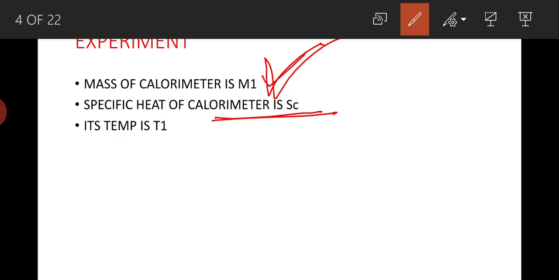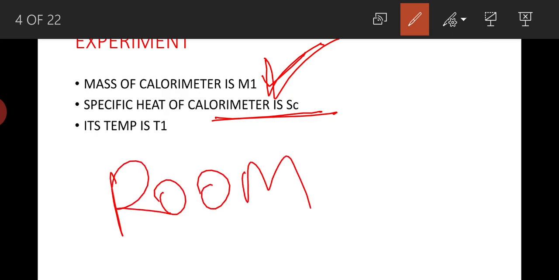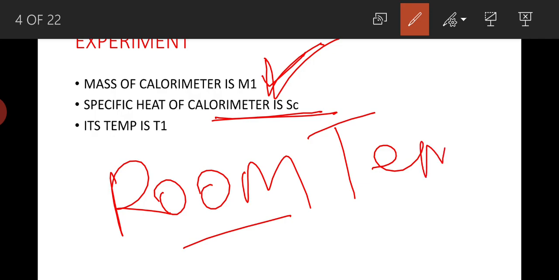And initially the calorimeter is at room temperature. That is why the temperature of the calorimeter, we are taking it as T1. Initially it is at room temperature.